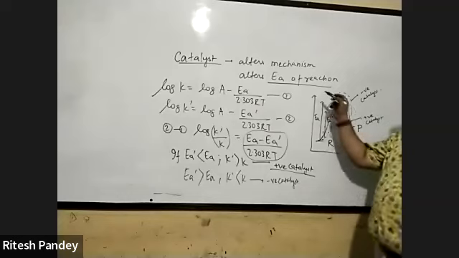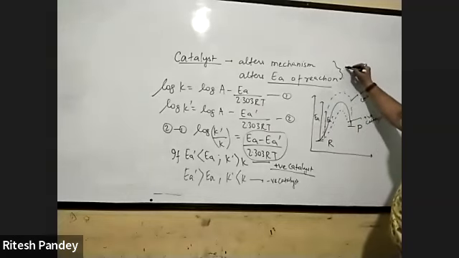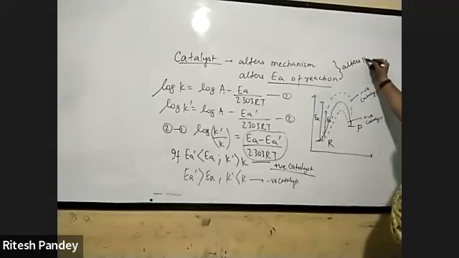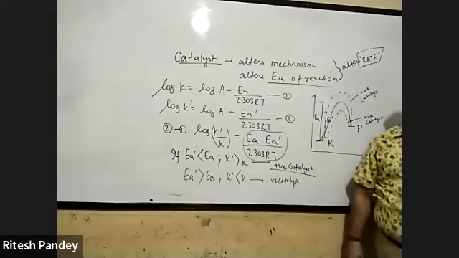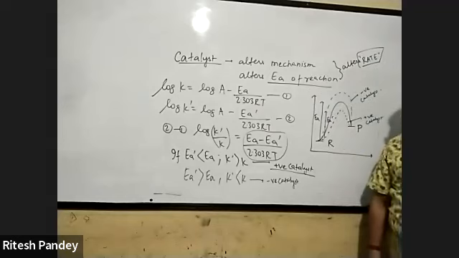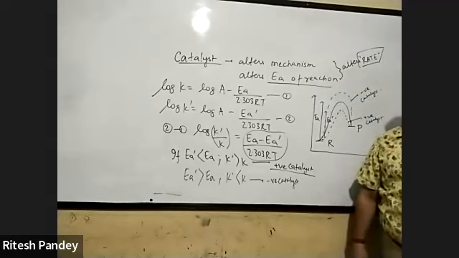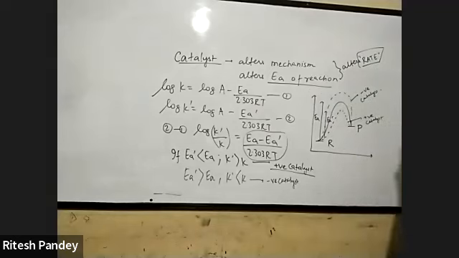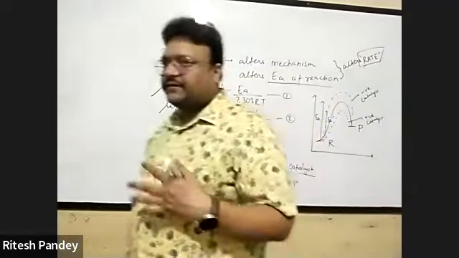It alters mechanism, it alters activation energy, it alters the rate. Does it affect the yield of the process? You would have known by now. We studied this in equilibrium. Catalyst does not change the yield of the process. It has no yield change.